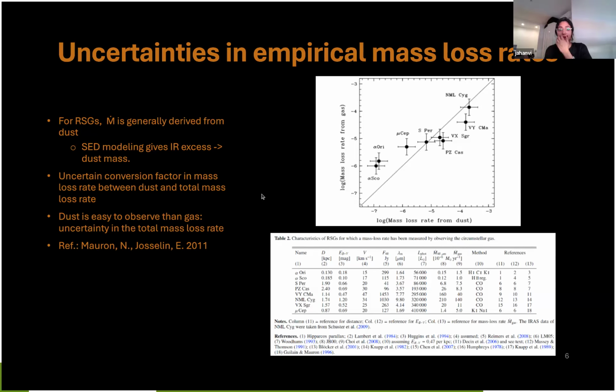This is because there is an uncertainty in the conversion factor, because this conversion factor, which we use to convert the mass loss rate in dust to the total mass loss rate, is mostly hand-waved. And due to this conversion factor, which can be different based on which mass loss prescription we are using, it's very difficult to have agreement with all the observations that we have.